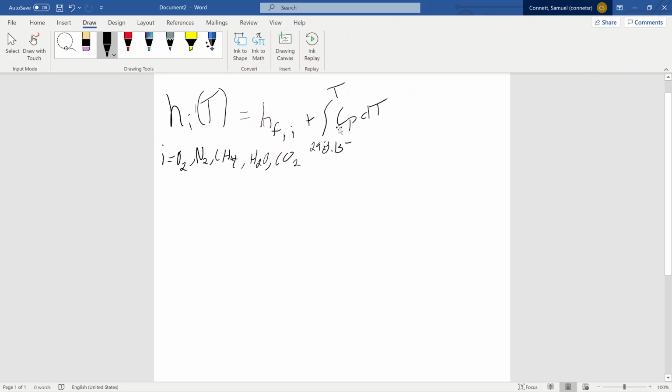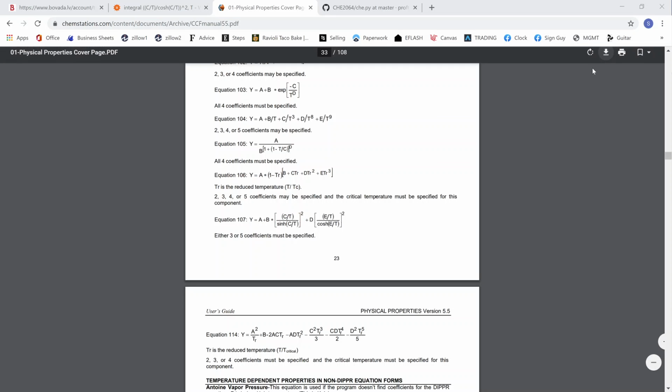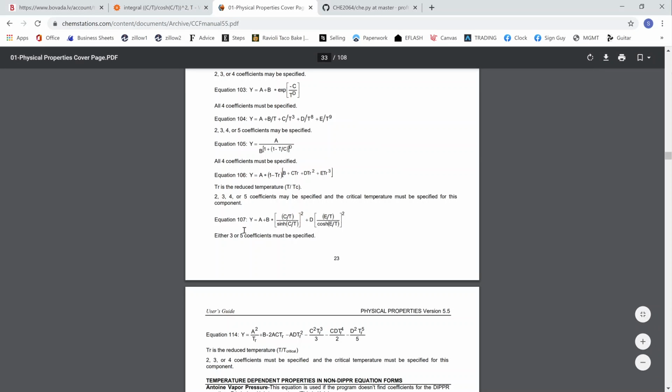Now we want to find the specific heat capacity, and that's when we use the ChemCAD equation. ChemCAD equation 107 right here, and we see that A plus B times (C over T over the hyperbolic sine of C over T) squared plus D times (E over T over the hyperbolic cosine of E over T) squared. So our specific heat capacity equals this equation right here.